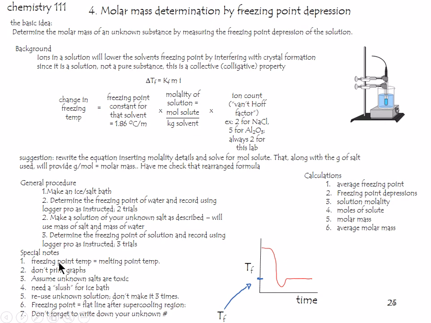A few notes. Some students are surprised to hear that the freezing point is identical to the melting point in terms of the temperature. They happen at the same temperature. It's just going from either a solid to a liquid or a liquid to a solid. You'll be generating some graphs, but don't worry about printing them. We don't have to. The danger for this experiment largely is that you don't know what your unknown salt is, so assume it's toxic. The solutions will get quite cold. When you make your salt ice bath, make sure you have a good slush for it so that it works effectively. Don't prepare your solution 3 times. That would be unnecessary work and would produce some error in terms of concentration. Simply melt it after each time it freezes and reuse it.